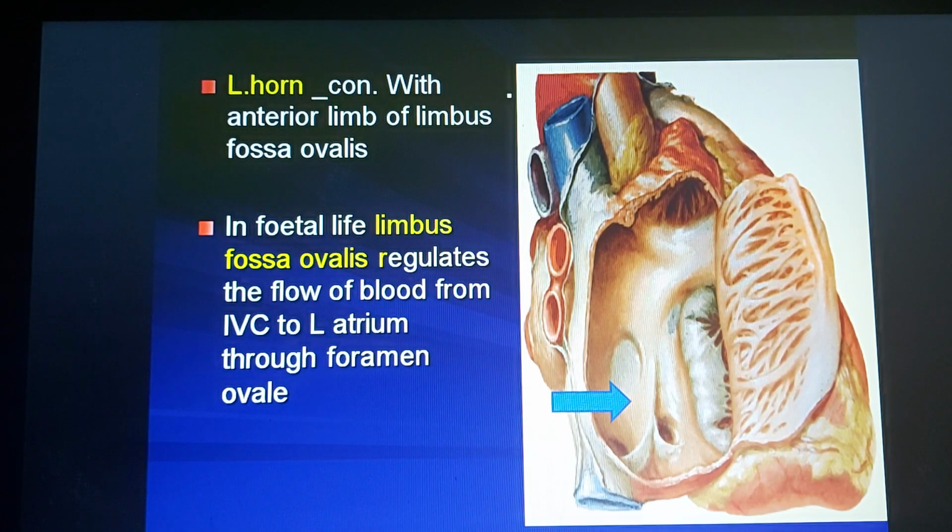So the left horn is continuous with the anterior limb of the limbus fossa ovalis. Is it clear for you all? So here this is the right horn, related to the crista terminalis, and the left horn is continuous with the anterior limb of the limbus fossa ovalis. In fetal life, the limbus fossa ovalis regulates the flow of blood from the inferior vena cava to the left atrium through the foramen ovale.